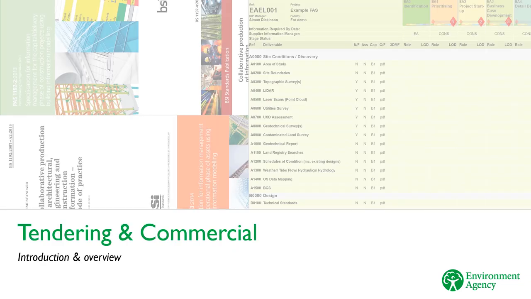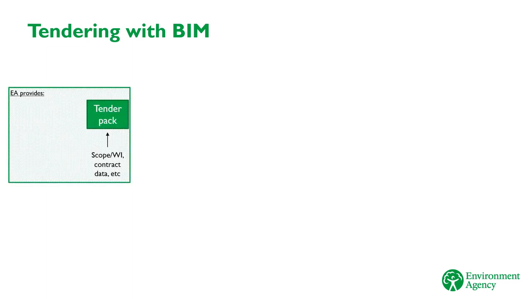Now we'll take a look at what needs to be included in our contract documents to communicate BIM requirements to the supply chain. Let's remind ourselves how we tendered work before the days of BIM. In the beginning, the Environment Agency project team creates the tender pack. This includes the scope or works information, the contract data, and any other terms to be included in the contract. This gets sent to the supply chain and the tender period begins.